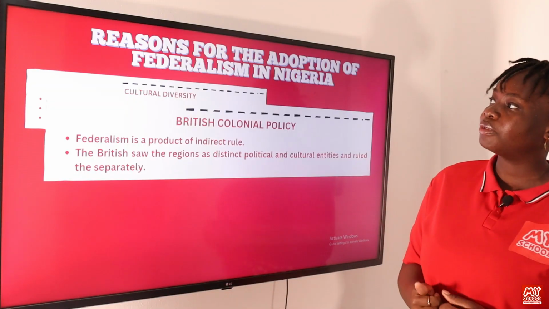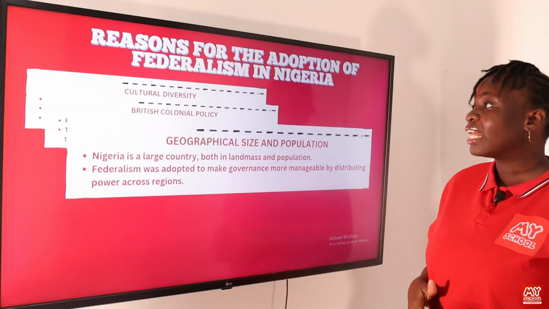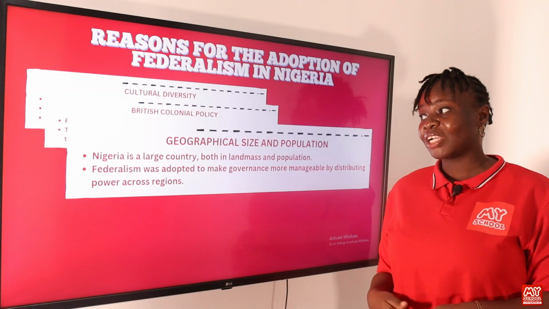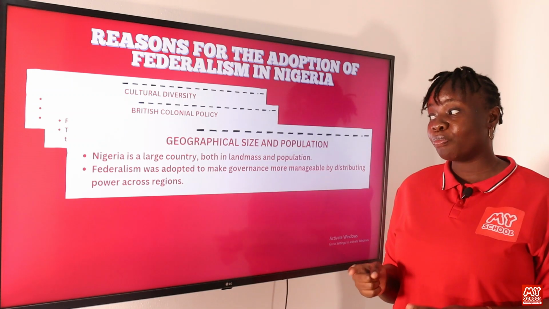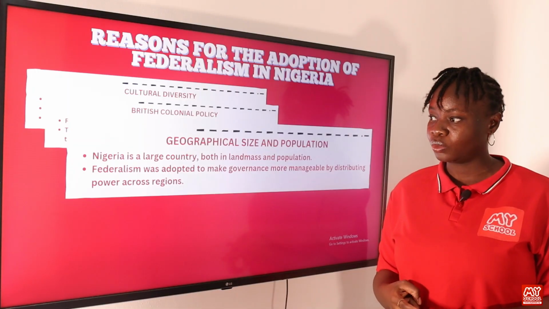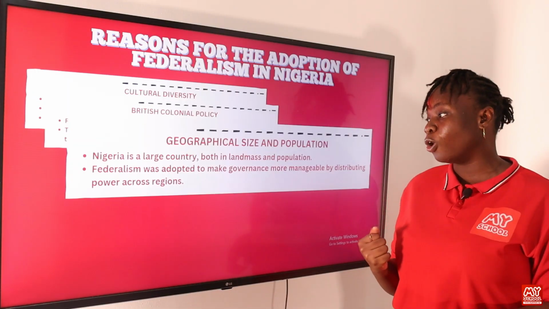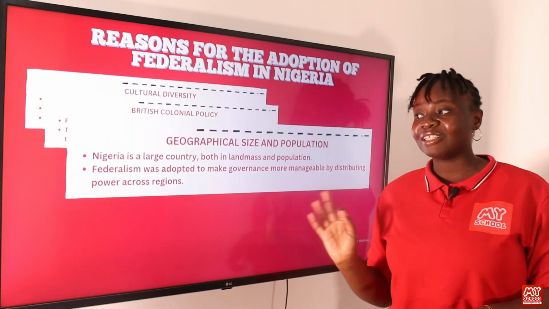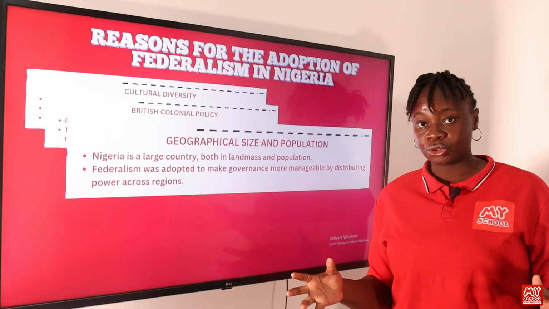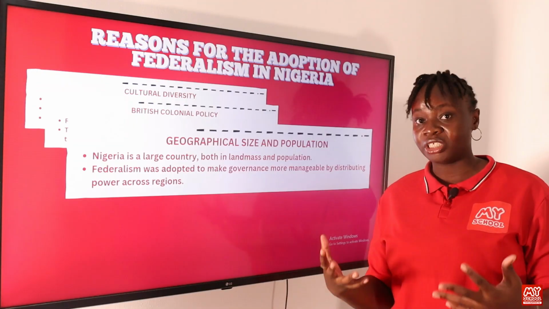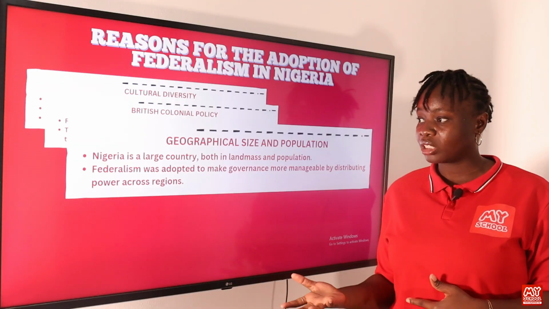Now let's move on to another reason. And that reason for the adoption of federalism in Nigeria is the geographical size and population. Nigeria is a large country both in land mass and in population. So federalism was adopted to make governance more manageable by distributing power across the regions. So the country is a very large country by both land mass and by population. We have a very large population in our country.